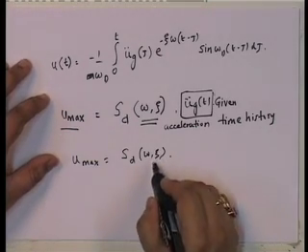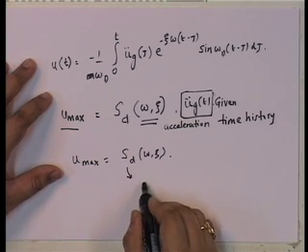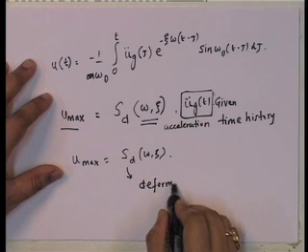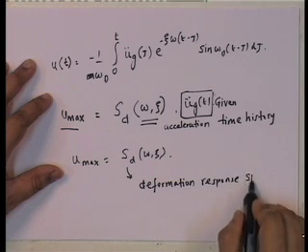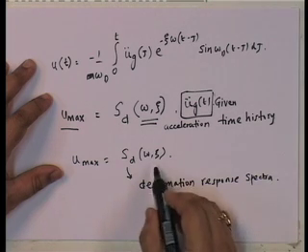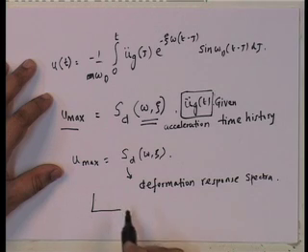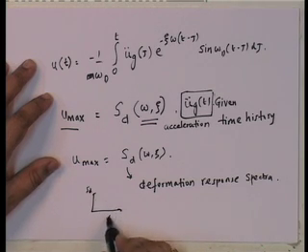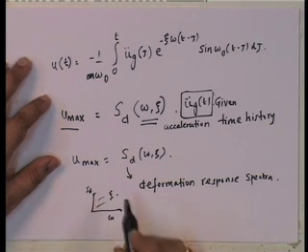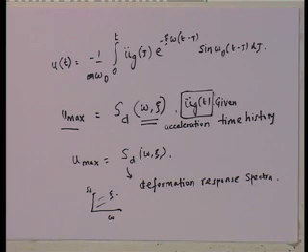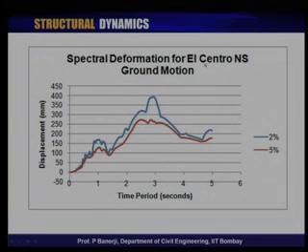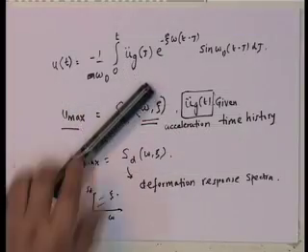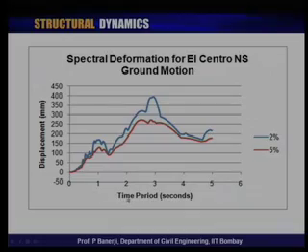And so, if I plotted this as a function of omega and xi, this is known as the deformation response spectra. Why spectra? Well, the way this deformation spectrum is plotted is that it is a function of omega for different values of xi. That is how the deformation response spectrum is plotted. And if we look at this, then for the El Centro ground motion which I had shown here, we solved this and got the peak values.